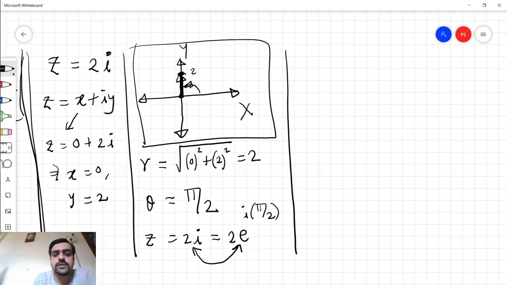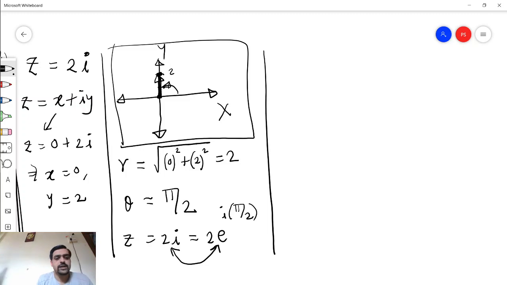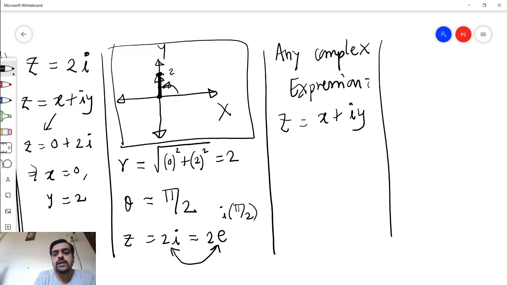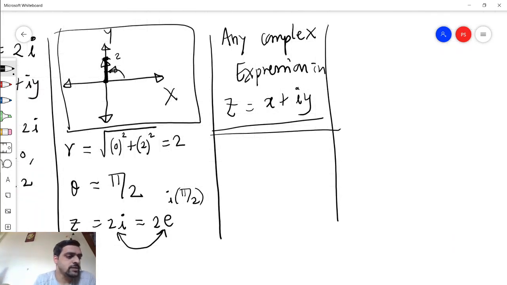Let us move forward. Now, let's try to understand how we can express any complex expression always in the familiar form. For an example, we will try to see what comes for this particular 1 plus i bracket squared.